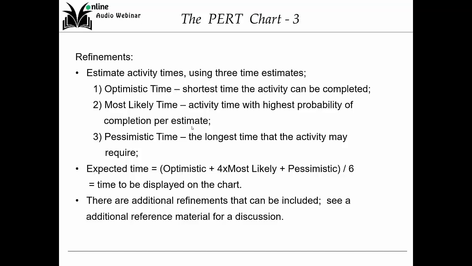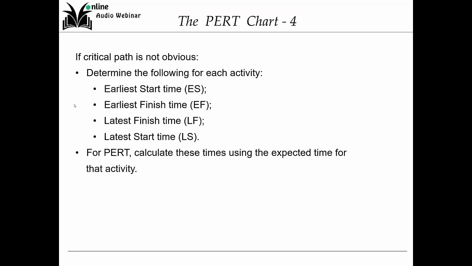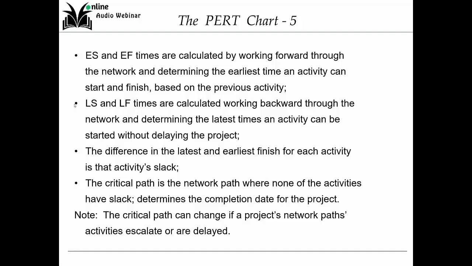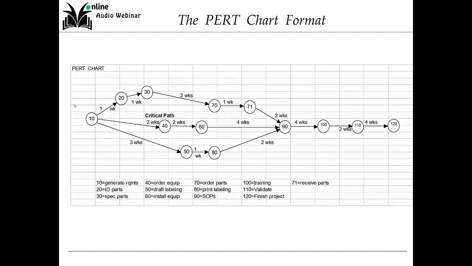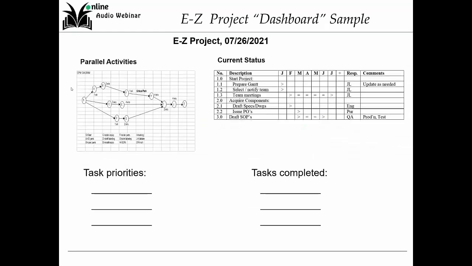So here's the difference between the CPM and the PERT chart. And if a critical path is not obvious, then you determine things like what's the earliest start time for this, what's the earliest finish time, some of the methodology, and just using these times to work through the list. So here's a case of the PERT chart. Now, I like to have a dashboard if I have a lot of different projects.